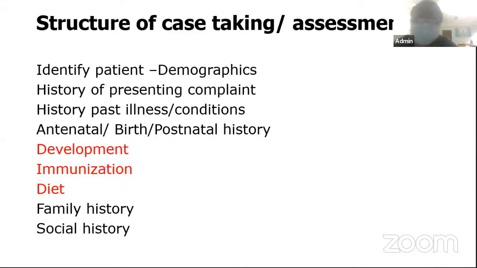Before going to history, you should know how to take a proper history. There is a structured way by which you should take a case history or assessment. The first part is identifying the patient demographics. Then you will take the history of presenting complaint, then past illness and other conditions. For pediatrics, you will take antenatal, birth history, and postnatal history. This is different from what you take in medicine. Then comes the development history, immunization history, dietary history, family history, and social history.